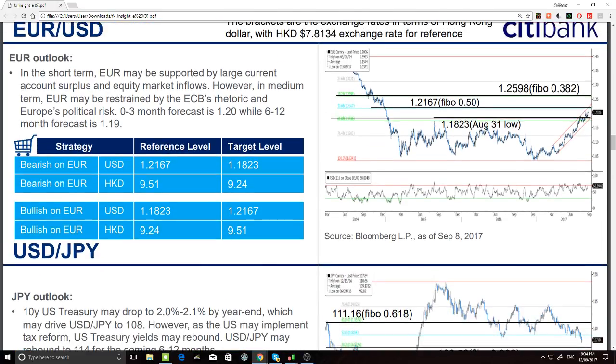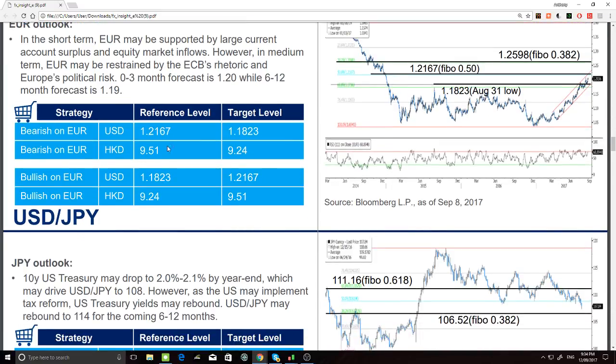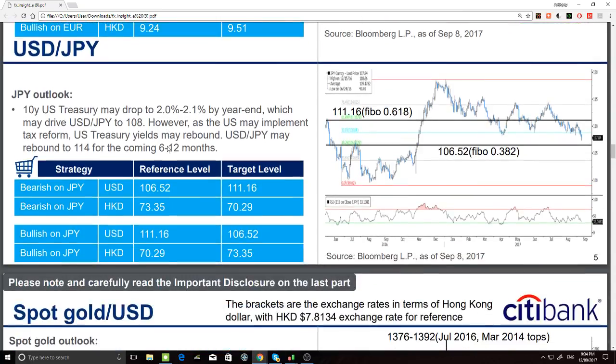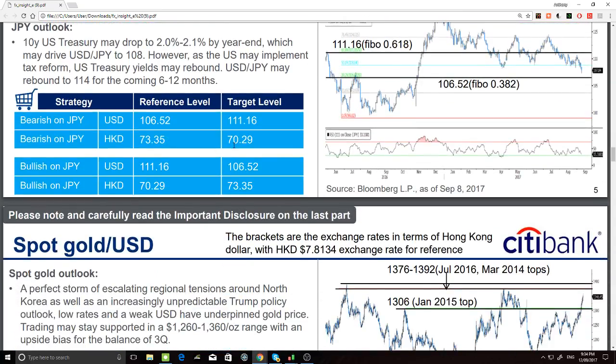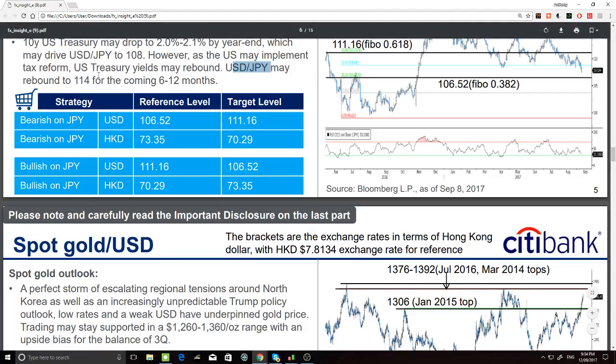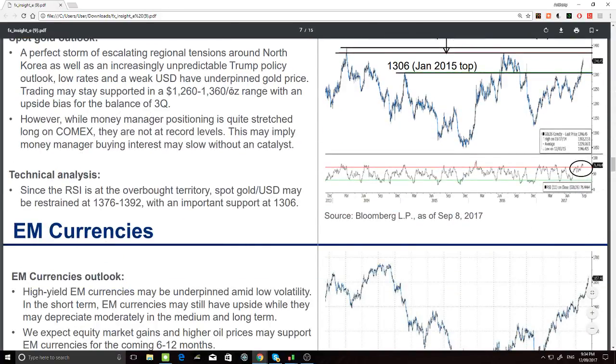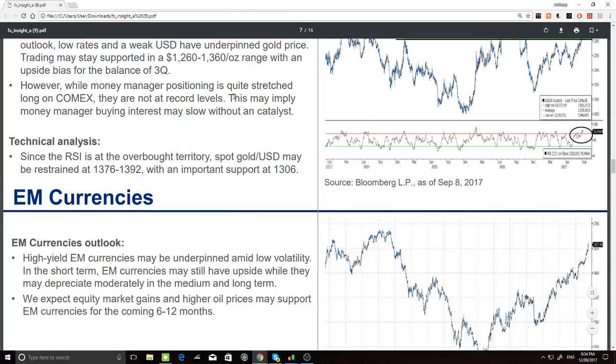I don't see too much upside in the euro. I think the euro's story has just begun, but the US dollar is pushing back here, so we might be sideways for a little while. Dollar yen's the one where I think the chances of a big rebound are. They're looking for dollar yen to get back to 114 in the coming 6 to 12 months. That's really possible, guys. It's definitely on the cards.